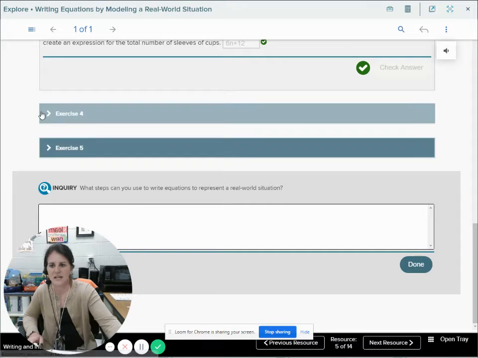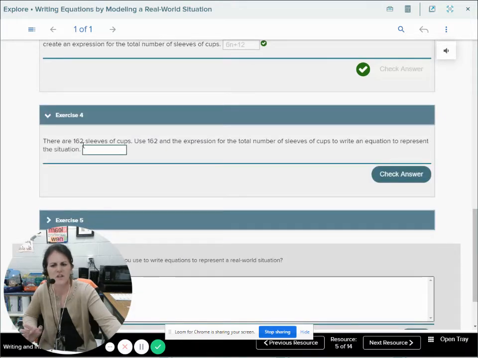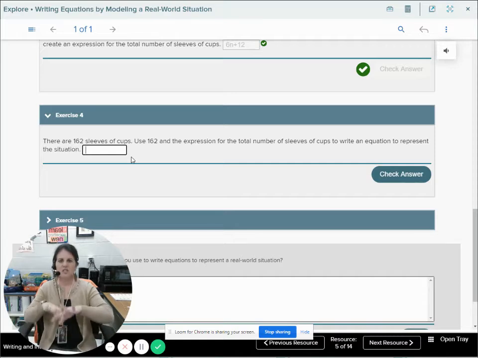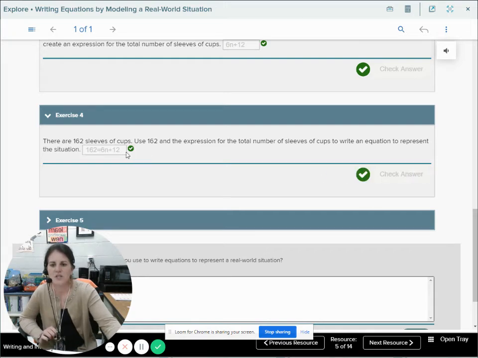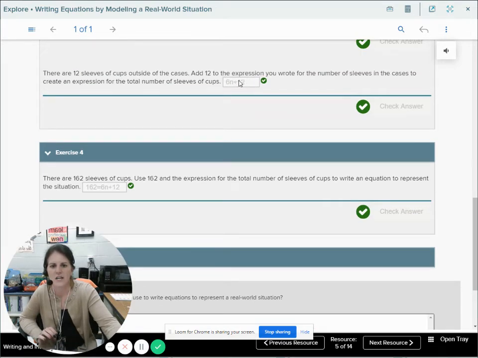The next part says, we know that there are 162 sleeves of cups. That's how many he counted total. So we're going to use 162 and this expression up here to write an equation to represent the situation. So we know there's a total of 162. And we know that they found that by counting how many was in each of the 6 cases and adding the 12 outside the case to it. So now we went from having an expression up here to an equation down here.